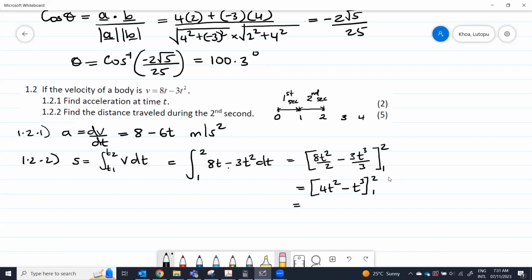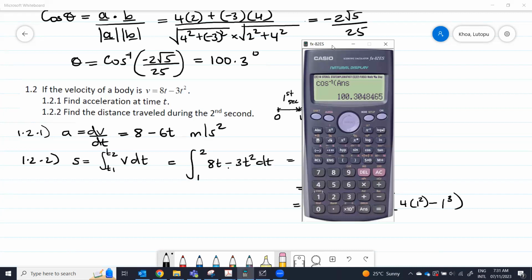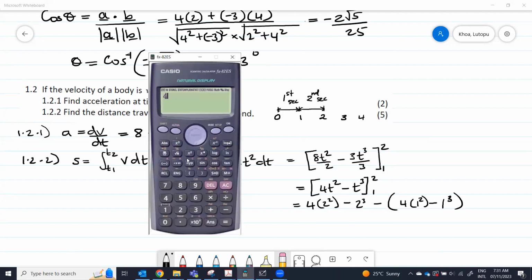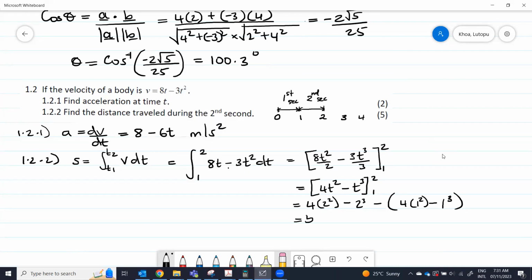And now we substitute. This is 4 times 2 squared minus 2 cubed, minus 4 times 1 squared minus 1 cubed. Okay, so that you do in your calculator. Okay, and you should get 5. So this is 5 meters. Make sure you include the units.